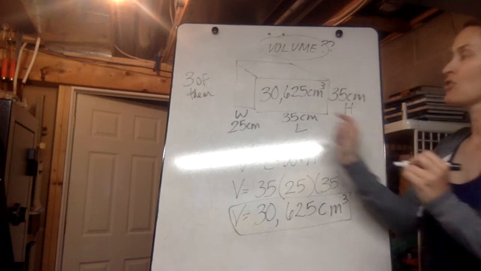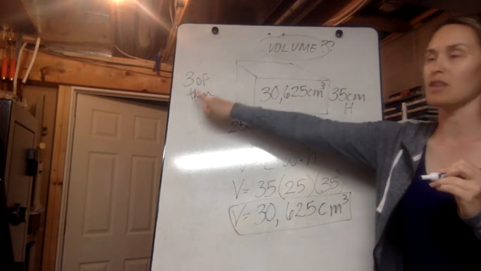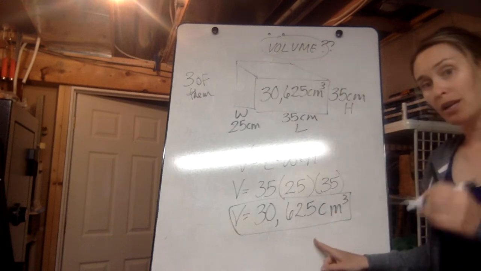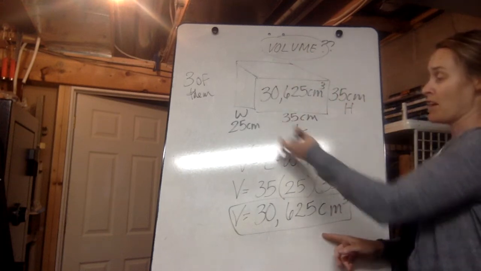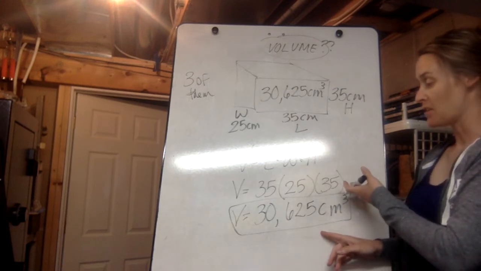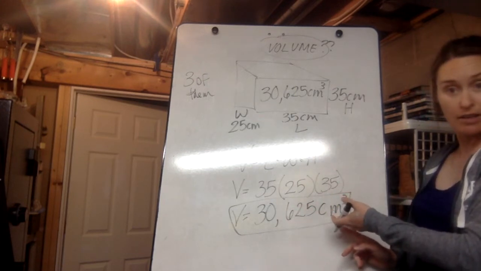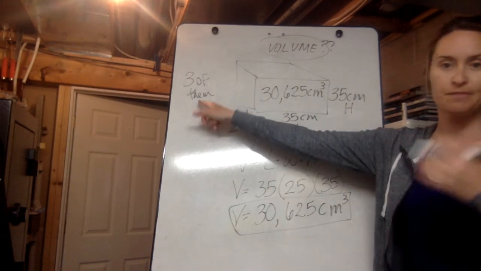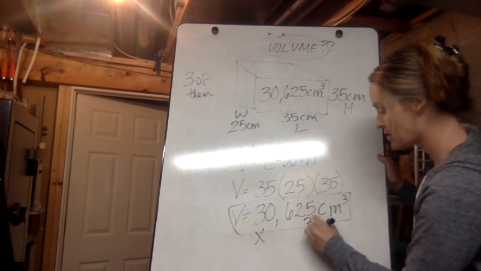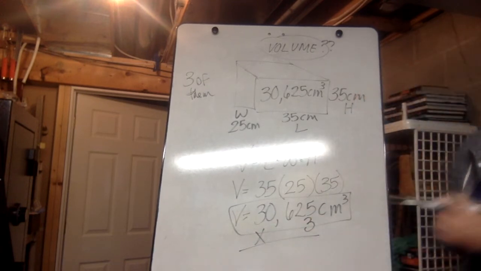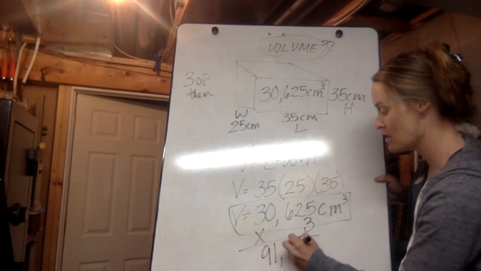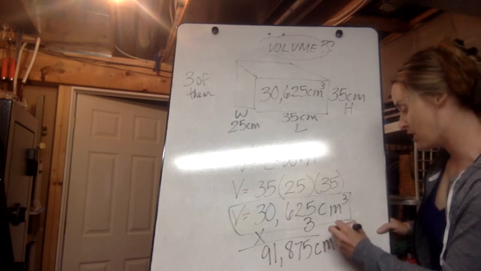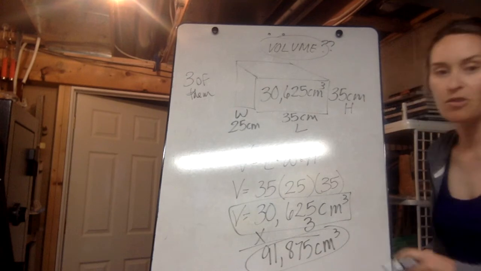But remember when I was talking, I said there's 3 of these drawers, and we want to find the total volume. So I can't stop here. If I stopped here, I'd get partial credit, right? I knew to find the volume. I'd use the formula. I plugged in the numbers correctly. I labeled correctly. But what do we have to do with this number if I have 3 of these drawers? If you said multiply by 3, you are correct. We want to multiply that by 3, and we end up with 91,875 centimeters to the third. So it was one extra step there.